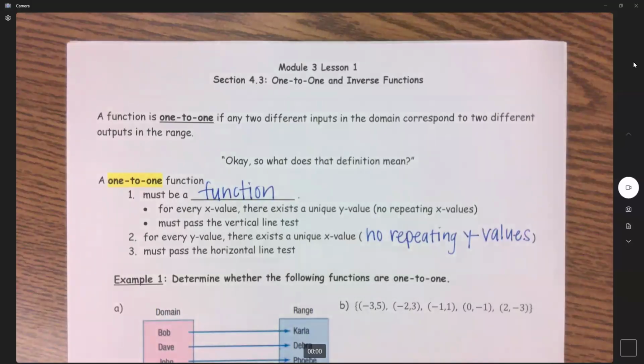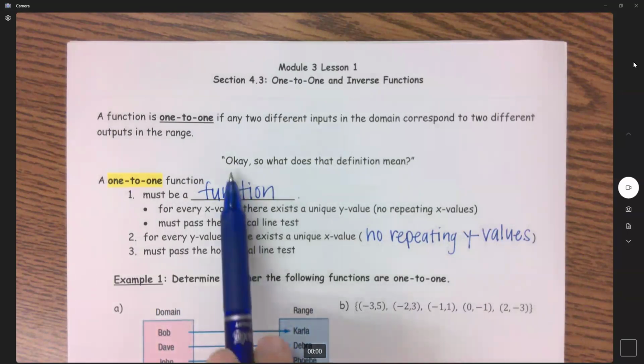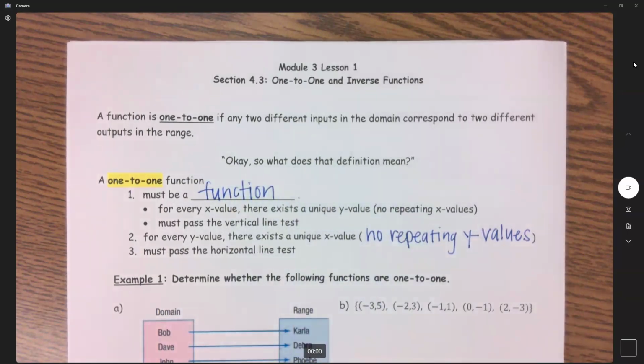We're going to start this lesson off with a definition of what a one-to-one function is. It says a function is one-to-one if any two different inputs in the domain correspond to two different outputs in the range. After reading that definition, you were probably asking, okay, so what does that mean? So let's break down that definition.